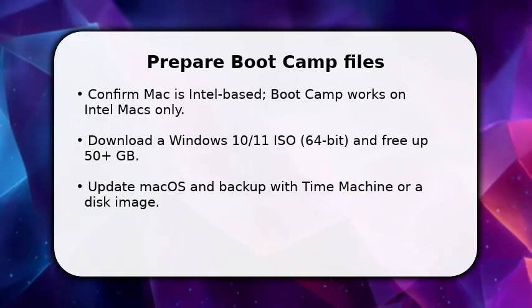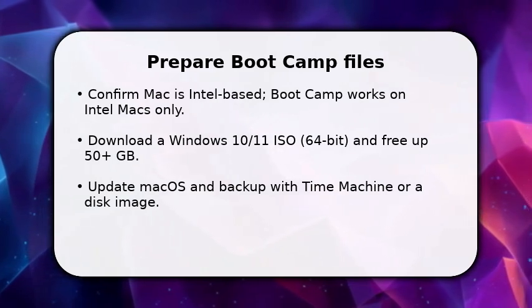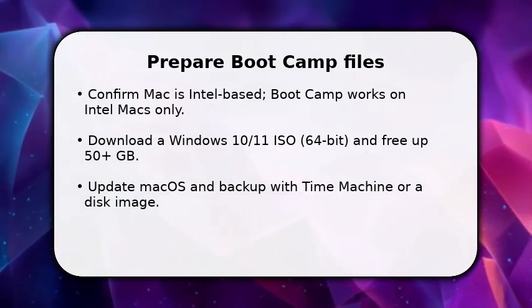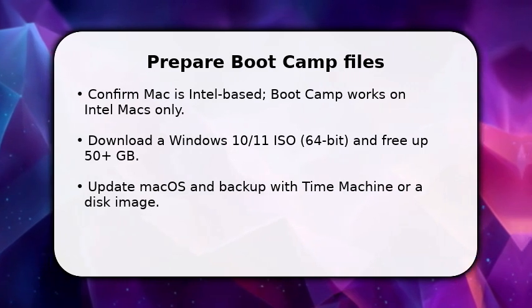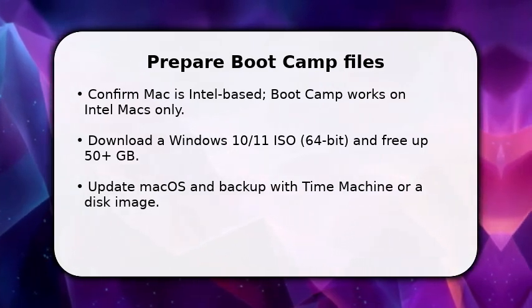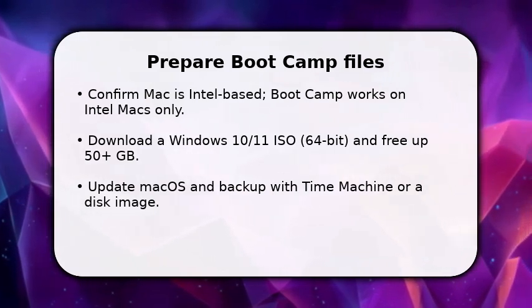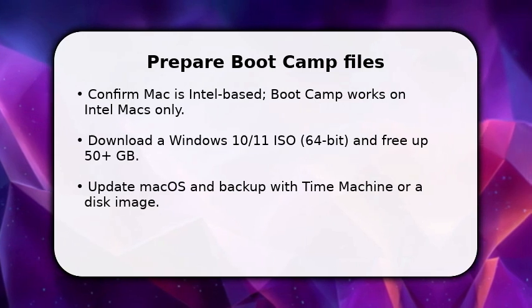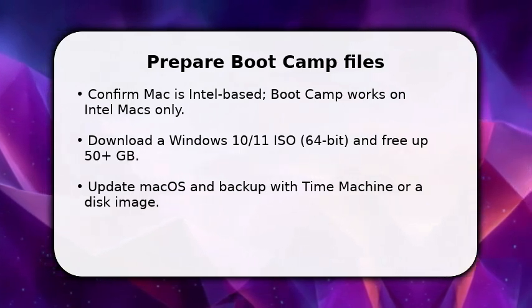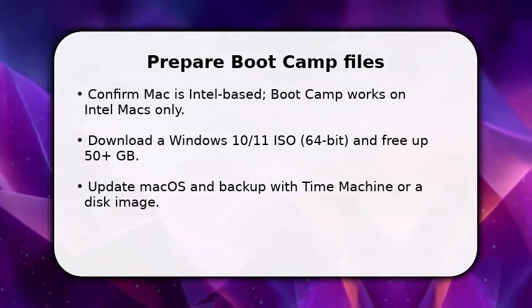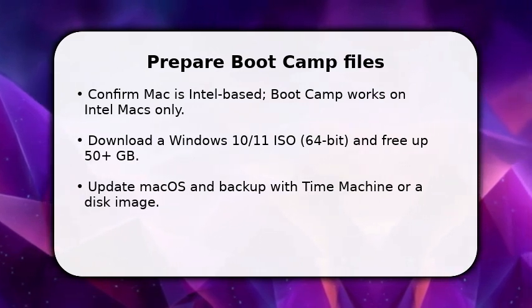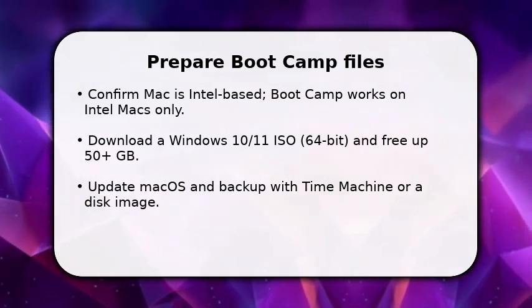You start by preparing the exact files and space Bootcamp needs. This is critical because Bootcamp writes partitions. First, confirm your Mac is Intel-based since Bootcamp won't run on Apple Silicon. Once confirmed, download a clean Windows 10 or 11 64-bit ISO and make a full backup with Time Machine. Make sure you free up at least 50 gigabytes. Windows and apps grow quickly.